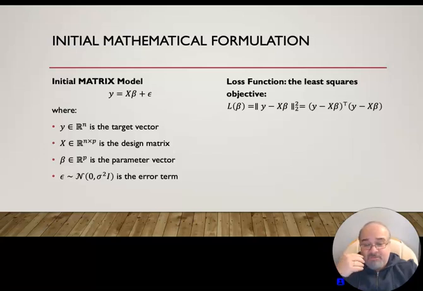Let's jump right into the mathematical formulation of that linear equation. We'll break that down because first we're seeking a linear relationship between our features x in the matrix model, right?